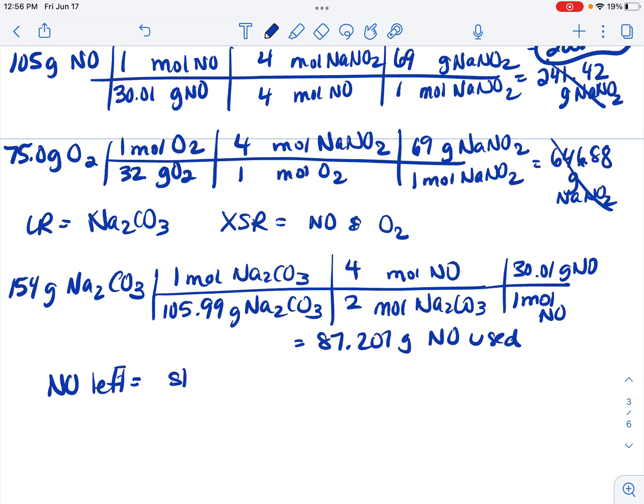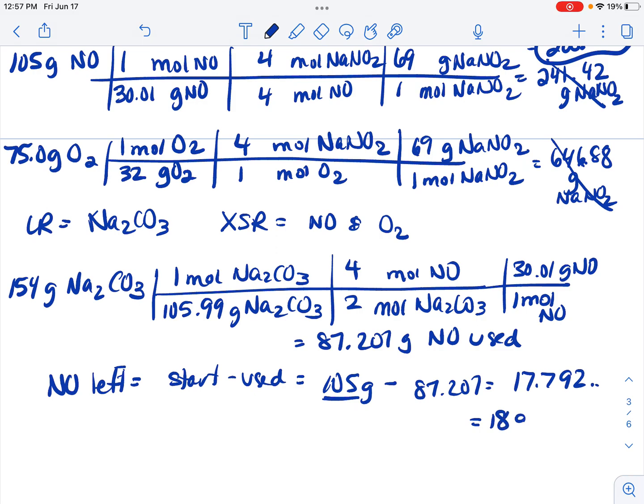and the NO left will equal what I started with minus what I used, which would be 105 grams minus 87.207 grams, which is 17.792. And I'm going to round to the whole number because my given was to a whole number, which is 18 grams of NO left. All right.